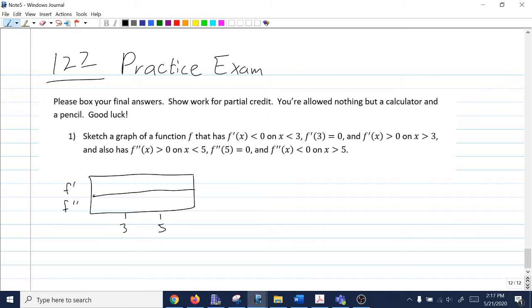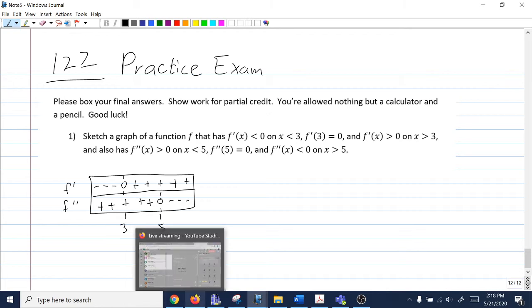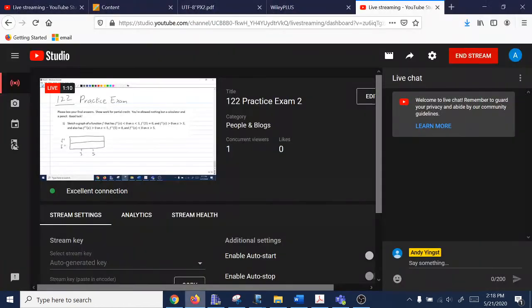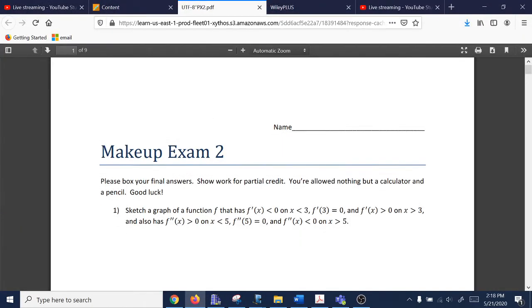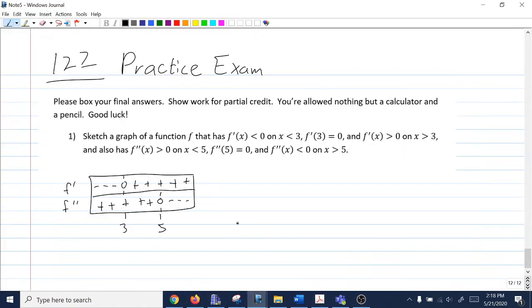What do I know? F prime is negative left of 3, 0 at 3, positive to the right of 3. What about f double prime? It is positive everywhere left of 5. It is 0 at 5, and it is negative to the right of 5. Was there any other information? Nope, that's all the information we got. So we don't know what f of 3 is, or what f of 5 is. So I can put those dots wherever.